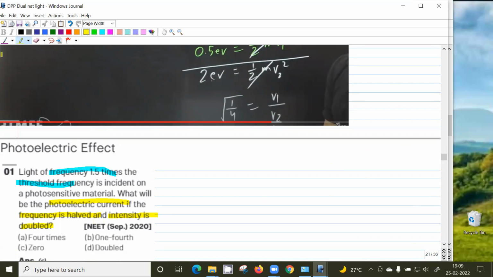Intensity is doubled means photocurrent also will be doubled, sir. But the one important condition is, see, the frequency is 1.5 times nu naught. That is the first case. Okay, so now emission will be there. Now the frequency is reduced, so it will become 0.75 nu naught. So the frequency in the second case is less than nu naught. Okay, so the photocurrent will be 0. So the current will increase with intensity only under the condition that the frequency is greater than nu naught. Yes, sir.